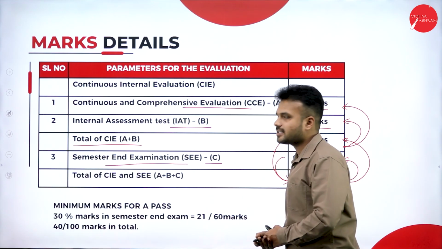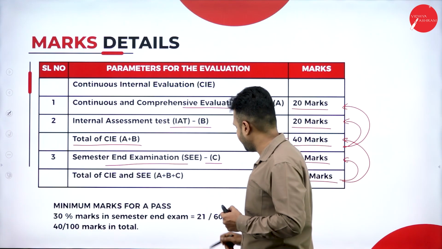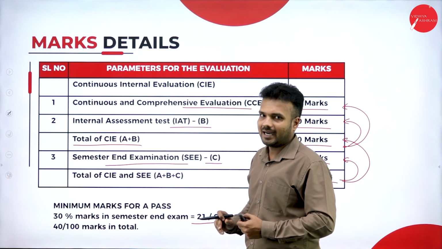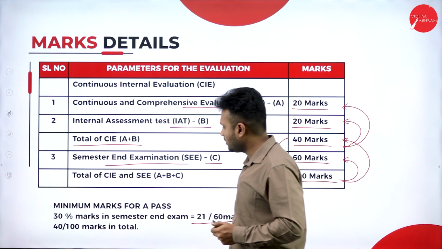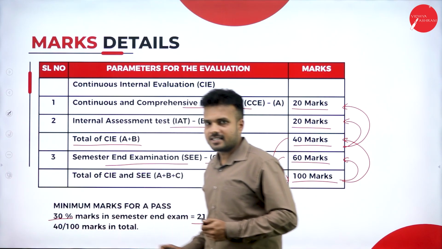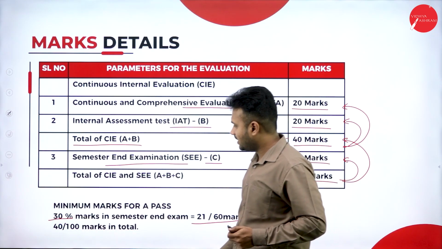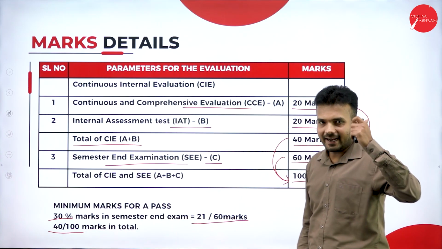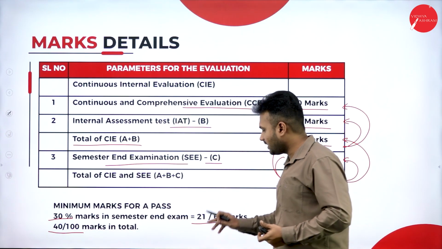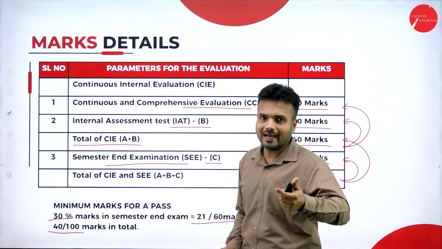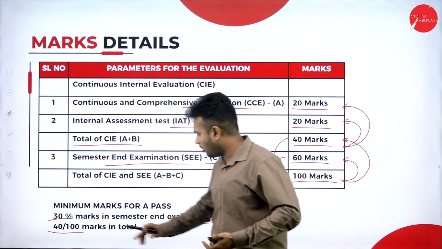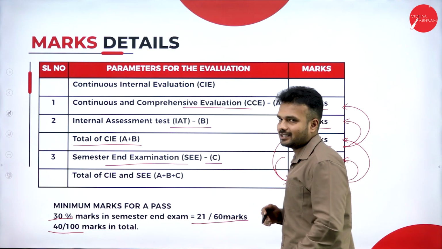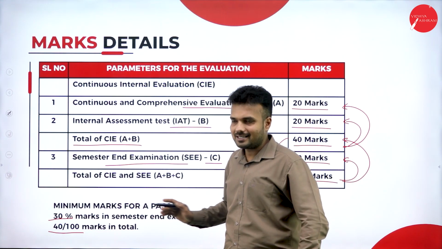So marks details. If you want to qualify in this paper, you must score a minimum of 21 marks out of 60 marks in the final exam, that is the 30% criteria, and also you must score 40 marks out of 100 including externals and internals. I repeat, in the final exam you must score a minimum of 21 marks to qualify in this paper, and also you must score 40 out of 100 including internals and externals to qualify in this paper.